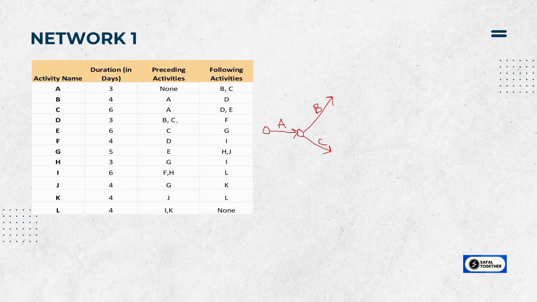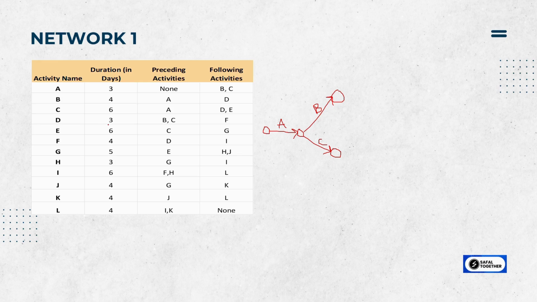Now B comma C, which basically shows interdependency. So you remember me talking about this component called dummy activity? That's what comes into picture right now. So your D is an activity that will start only after B and C are done, right? So your event over here and event over here.